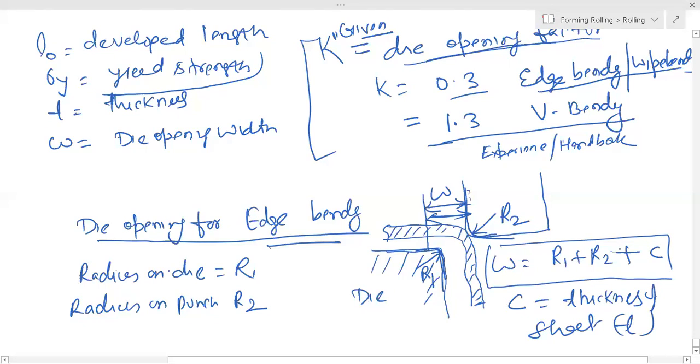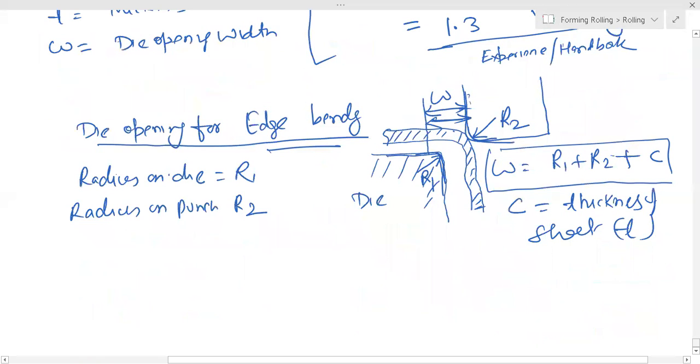Fine. Now we'll solve some problems. I'm writing the problem now, or it is there in my notes, so better I will copy it.